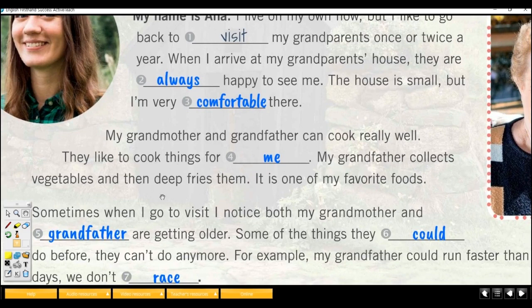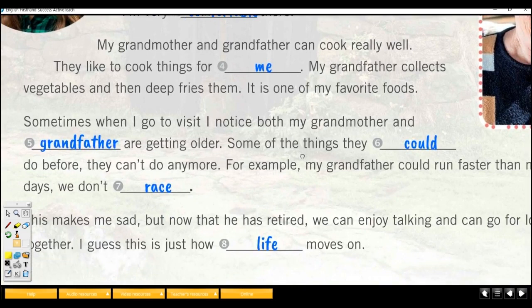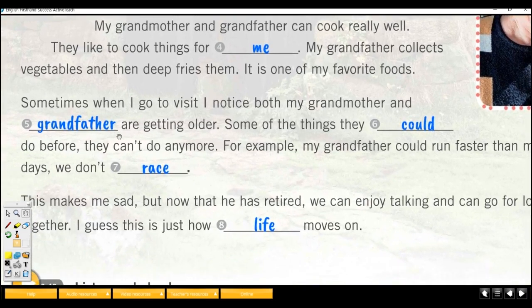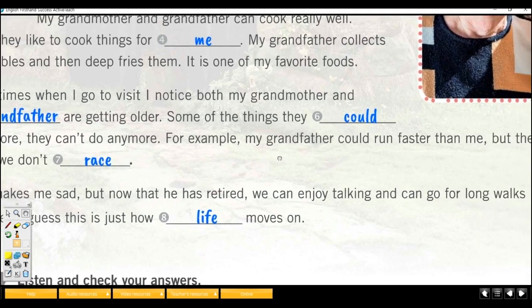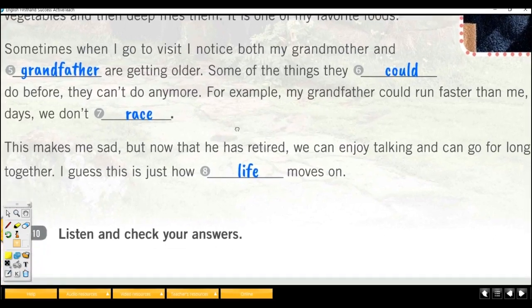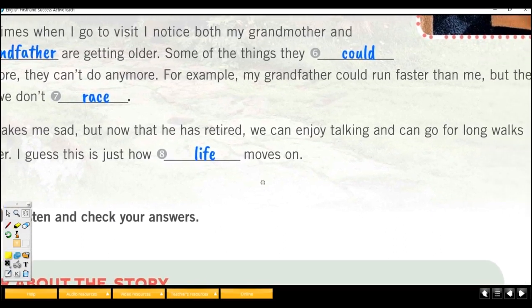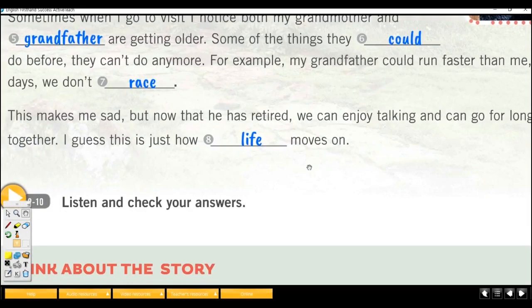My grandfather collects vegetables and then deep fries them. It is one of my favorite foods. Sometimes when I go to visit, I notice both my grandmother and my grandfather are getting older, and some of the things they could do before, they can't do anymore. For example, my grandfather could run faster than me, but these days we don't race. This makes me sad, but now he has retired. We can enjoy talking and go for long walks together. I guess this is just how life moves on.